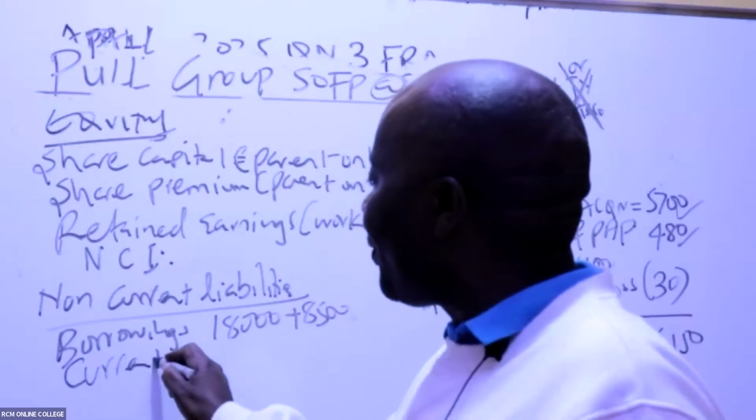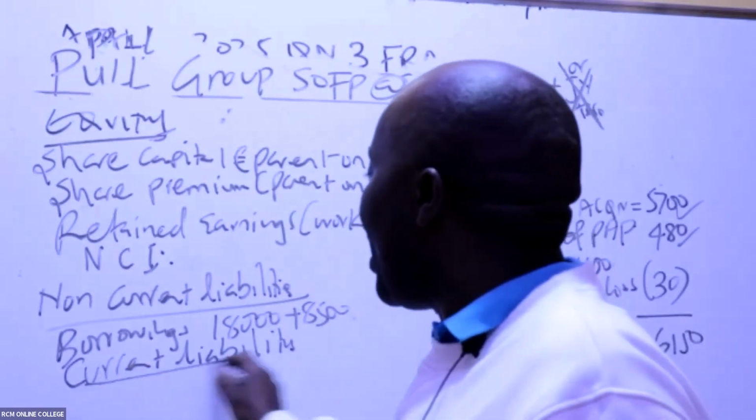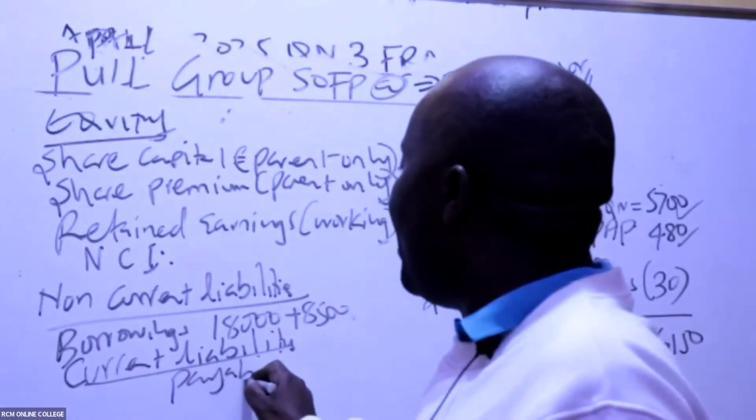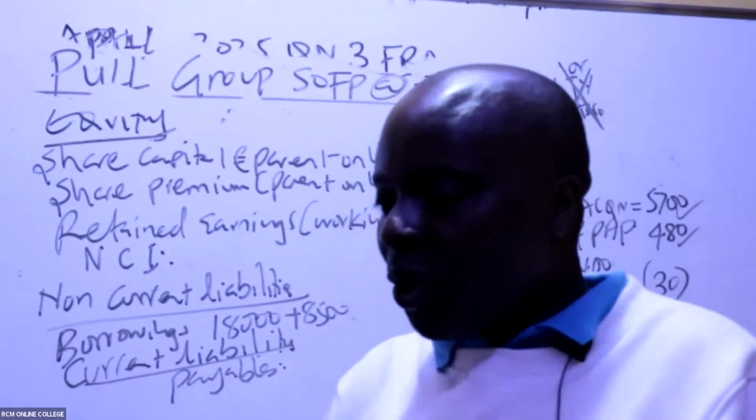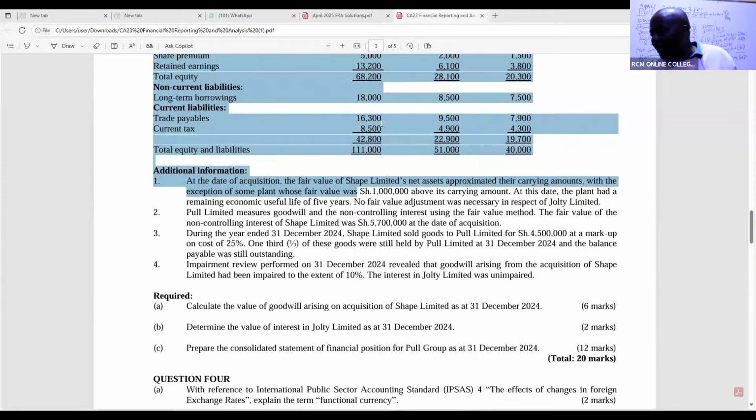Payables. So we have payables. Payables, what do we have here under payables? I can see 16,300. 16,300 plus 90 plus 40 plus 9,500. But do you remember the fake payable?